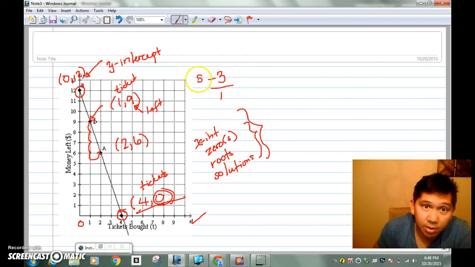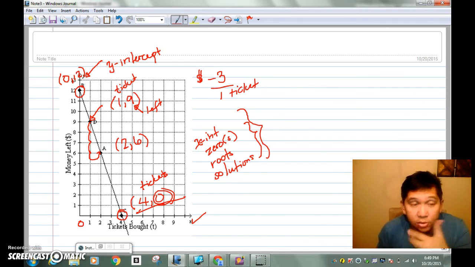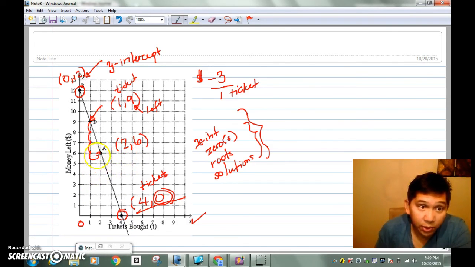So, what does that mean? It went down $3 for every 1 ticket. So, what does this mean for us? That means that the ticket costs $3 a piece, and this graph is dropping $3 for every ticket. So let's do a quick recap. The y-intercept is where the graph passes through the y-axis. The x-intercept is where the graph passes through the x-axis. The 3 other names for x-intercepts are roots, zeros, and solutions. And do we understand what these points mean? Yes, you do. Just look at the graph, look at the units, and you should be okay.